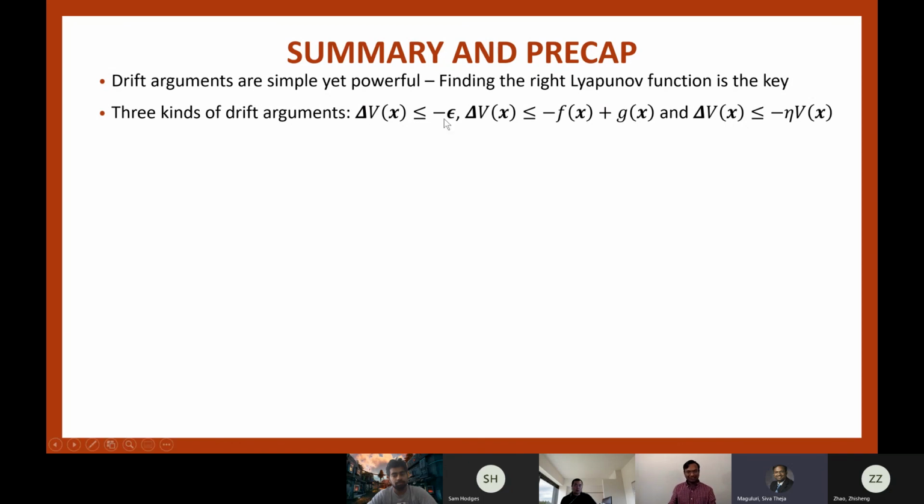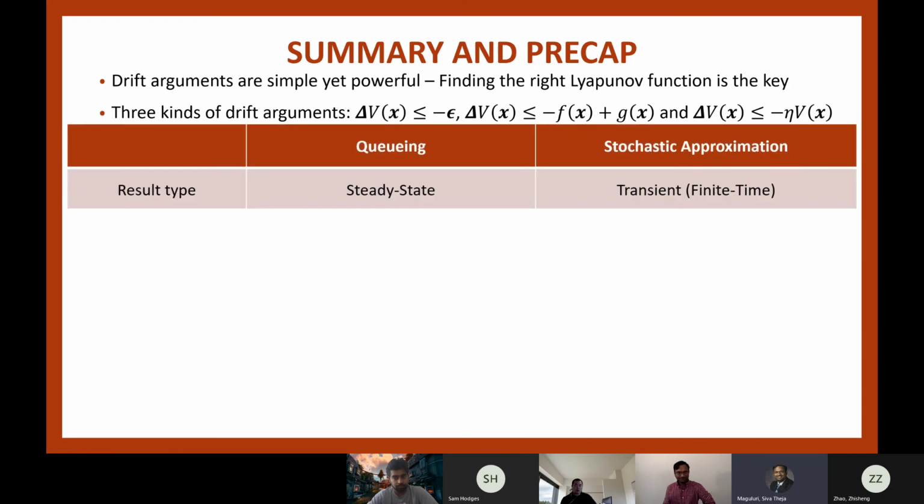The first one is drift is negative. That's used to show stability. Second one is bound the drift in this form minus f plus g. Then by setting drift to 0 in steady state, you can bound expectation of f. And the third one is if you can bound the drift by negative v itself, then you'll get geometric convergence. But in the noisy case, the geometric thing is modulated and you end up getting a 1 over k convergence.